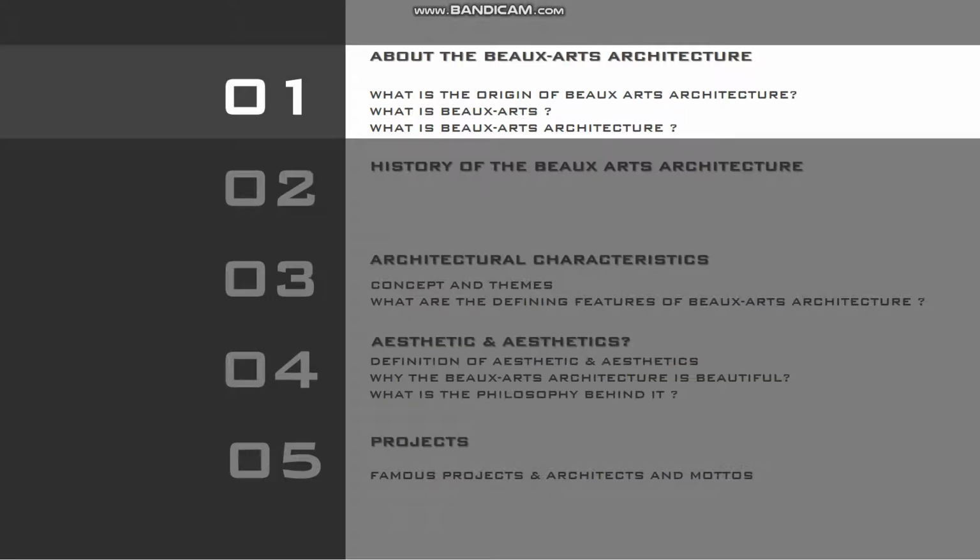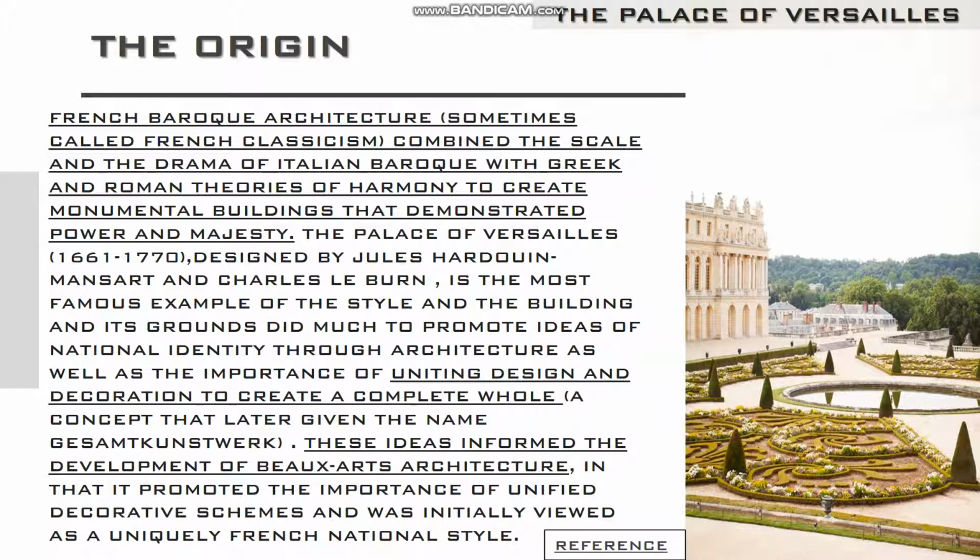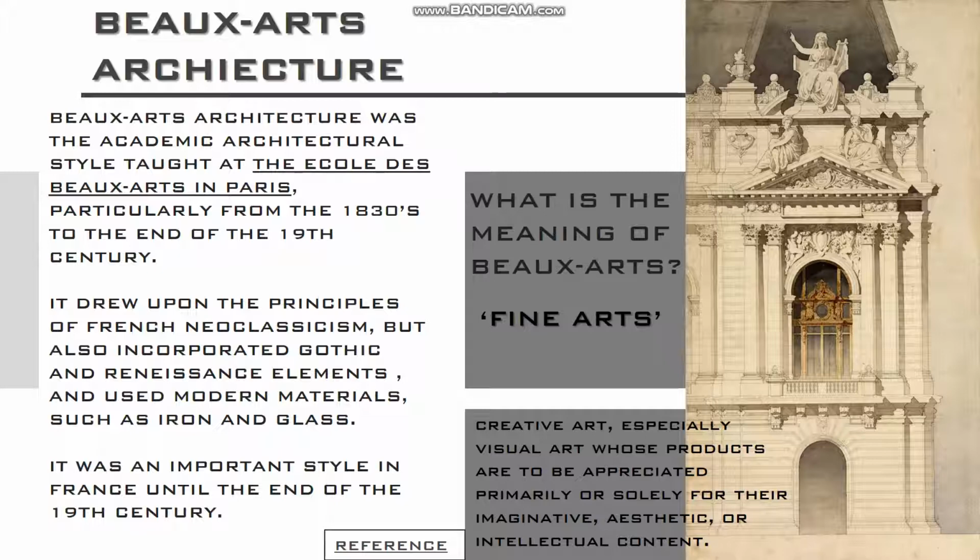About the Beaux-Arts architecture, the origin: French Baroque architecture combined the scale and the drama of Italian Baroque with Greek and Roman theories of harmony to create monumental buildings that demonstrated power and majesty. Uniting design and decoration to create a complete whole concept informed the development of Beaux-Arts architecture.